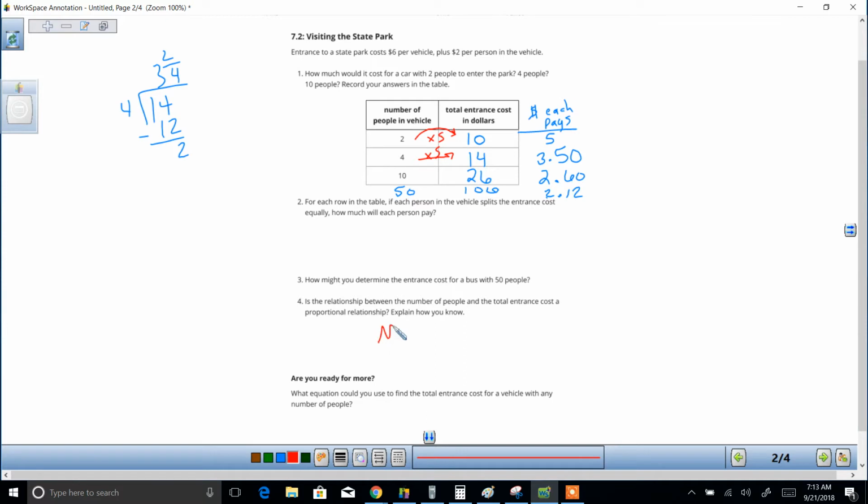Not proportional, and I know it's not proportional because there is no constant of proportionality. There's no constant relationship between all of the column pairs. I can't multiply by 5 every time and have it work, so it's not proportional. All of these ratios, 10 to 2, 14 to 4, 26 to 10, and so on, are not proportional because they don't have the equivalent value. 10 divided by 2, 14 divided by 4, they don't all equal the same thing, so it's not a proportional relationship.